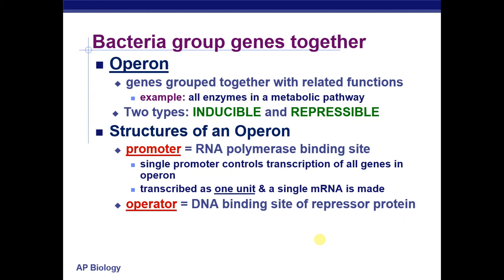But first, we want to take a look at general operon structure. Each operon has a promoter, and this is the same thing that we talked about when we looked at transcription. It's a binding site for RNA polymerase, so that's kind of like the TATA box we've talked about. A single promoter controls the transcription of all of the genes in an operon, so it's either completely turned on or completely turned off. They're transcribed as one unit, a single mRNA for all of those genes in a prokaryote.